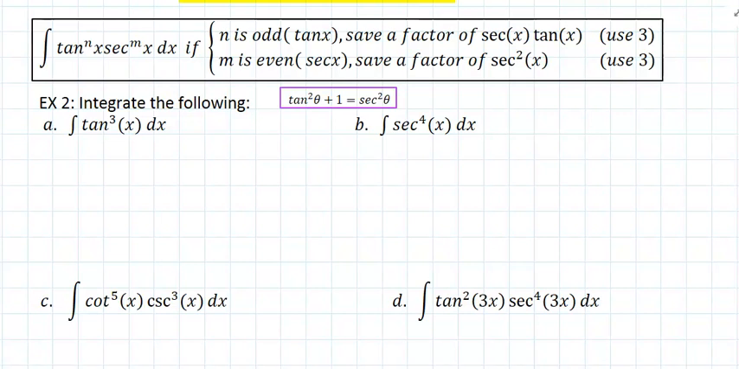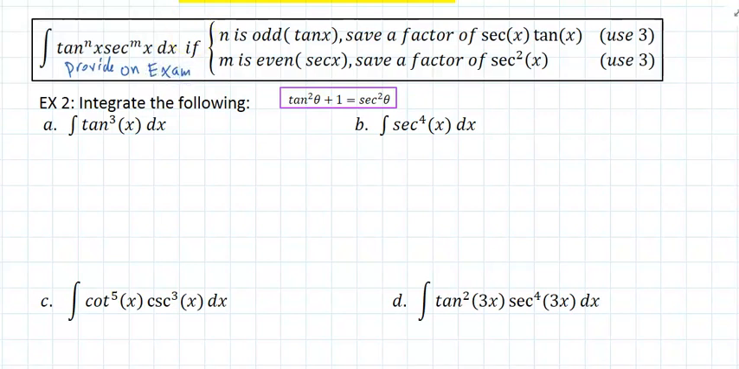Okay, we're continuing on with section 7.4. Now we're looking at tangents and secants, combinations of those. So this list that I'm providing right here will be provided on your test. Provided on exams. So no need to memorize this.